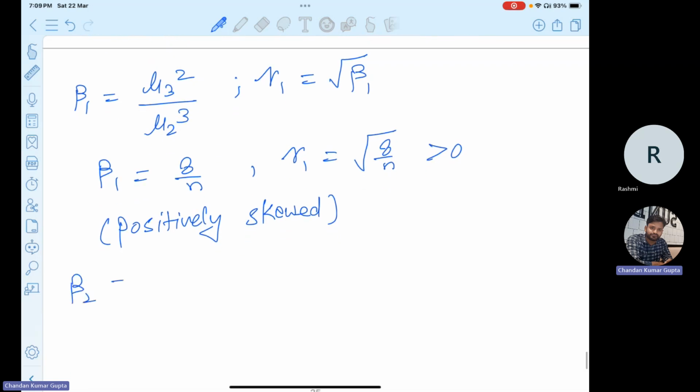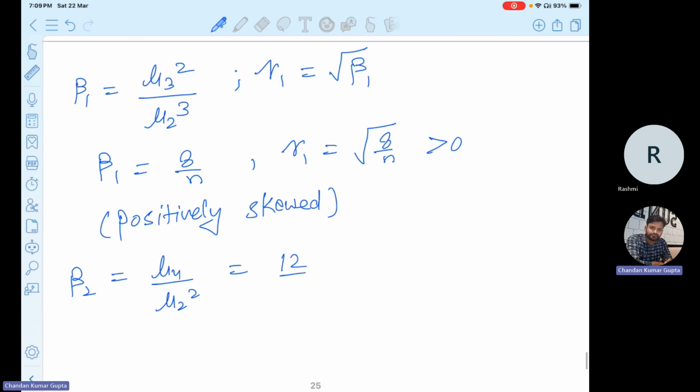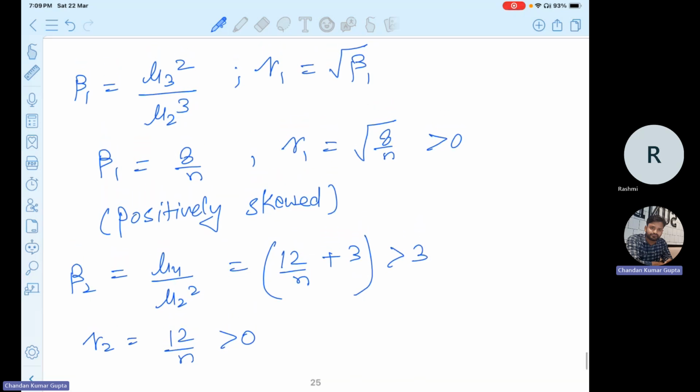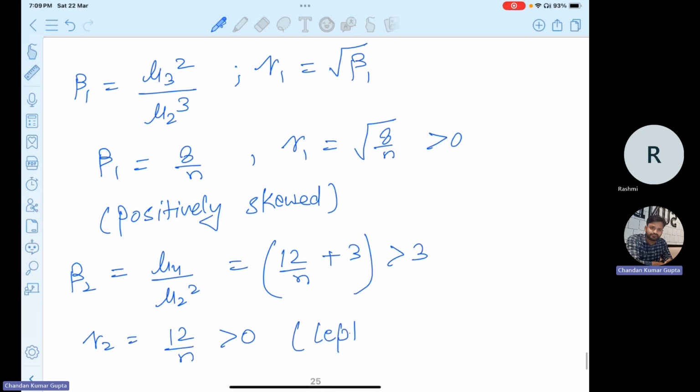Again, the measure of kurtosis is mu4 upon mu2 square, and this comes out to be 12 by n plus 3 if you are solving. I'm not solving these things. The corresponding gamma 2 is 12 by n. Again, it is greater than 0 and greater than 3, and from the curve that we discussed in the previous slides, it is leptokurtic in nature. For large n it comes out to be 0, then again it converges to mesokurtic in nature. So overall, for large n this distribution converges to a normal distribution.